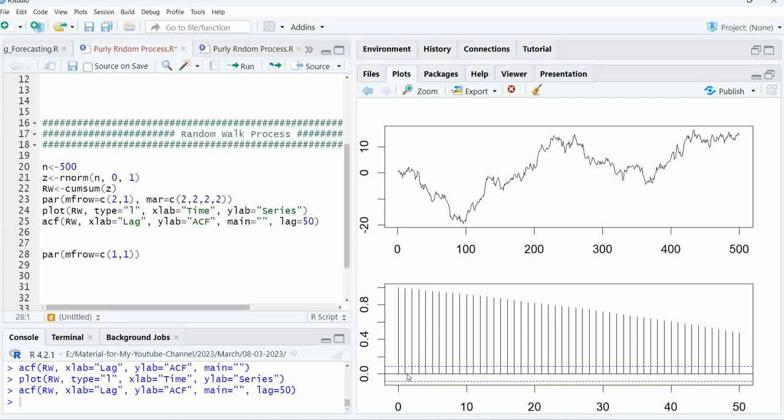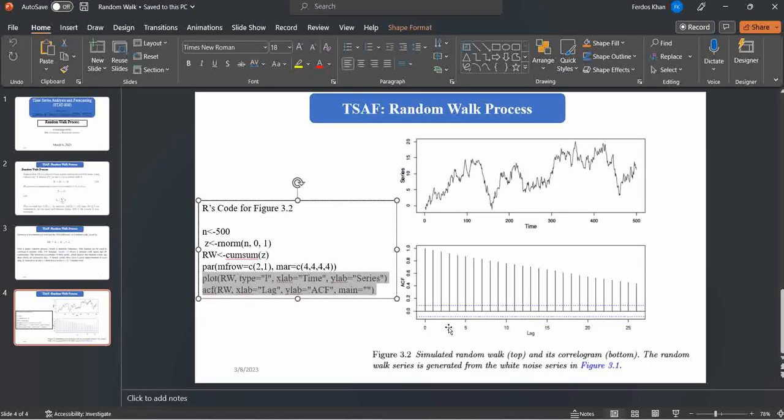So this is the original series, and this is the autocorrelation function, and you can see here the same thing. This is also decreasing, and this is of course a random walk process. So this was all about the random walk process: the theoretical concept and some statistical properties, and then how we can work with the random walk process, or how we can generate a random walk process in R.